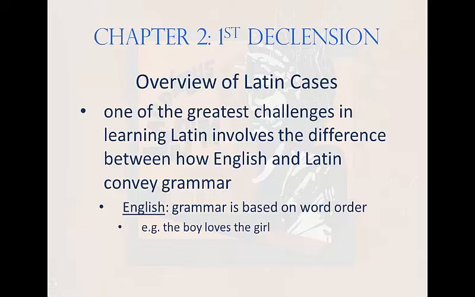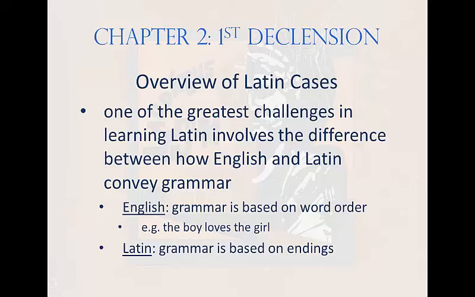Because of this word placement, the boy is the subject of the sentence, the doer of the verb action, and the girl is the direct object, the receiver of the verb action. Reversing their placement in the sentence reverses the sense, the girl loves the boy. But in Latin, none of this is true. Word placement does not show grammar.